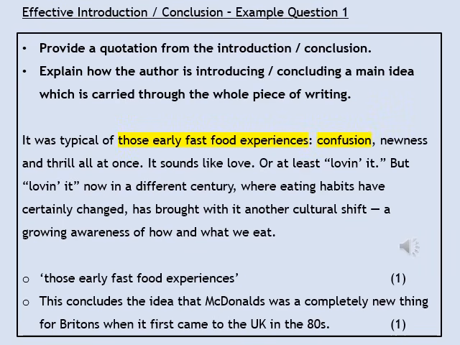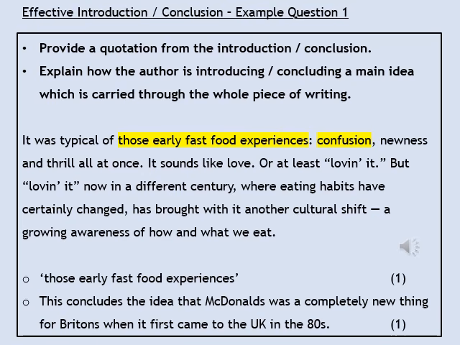You may have guessed that the first thing we've got to do for this type of question is simply to provide a quotation from the introduction or conclusion that we wish to comment on. Here we can see we may have chosen those early fast food experiences or confusion. After having given that quotation for your first bullet point and your first mark, what you next must do is explain how the author is introducing or concluding a main idea which is carried through the whole piece of writing.